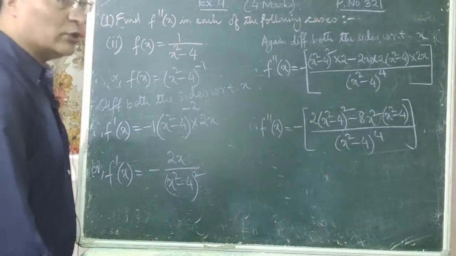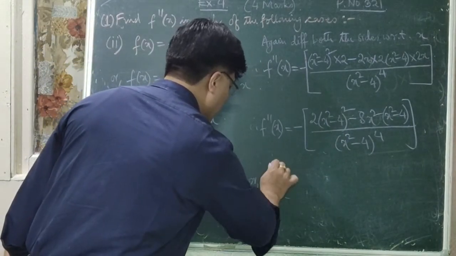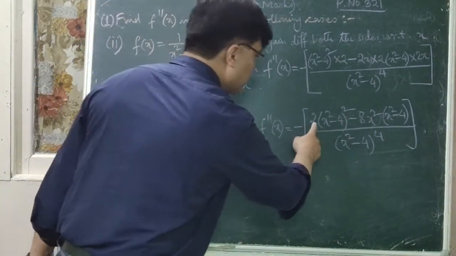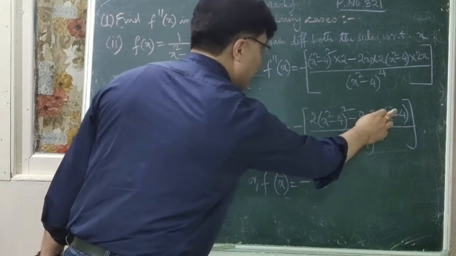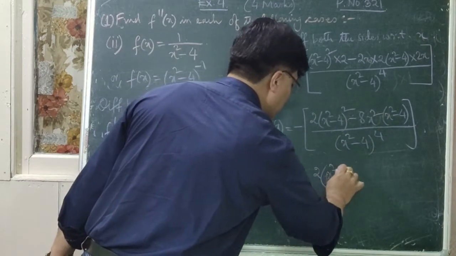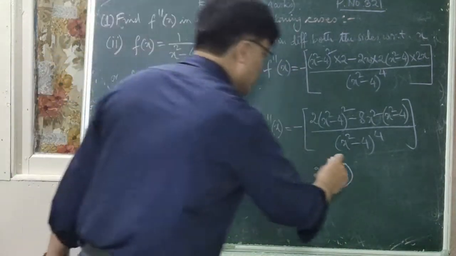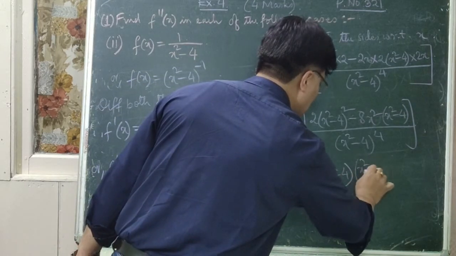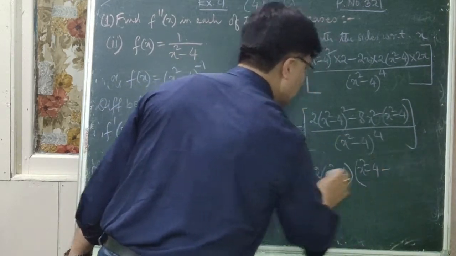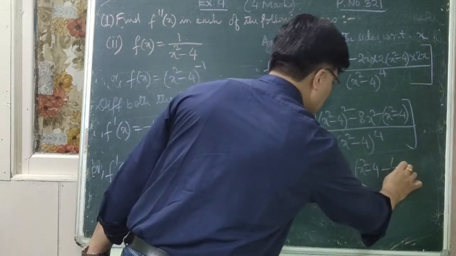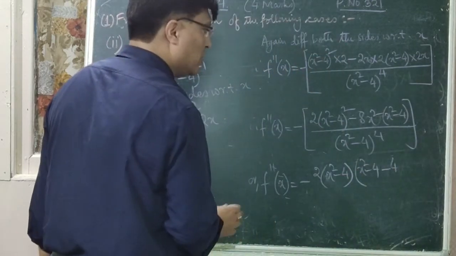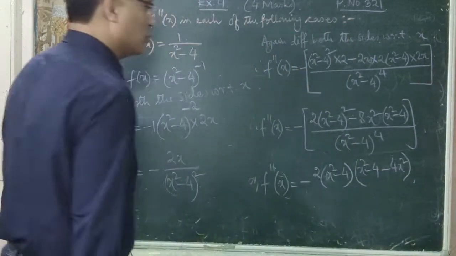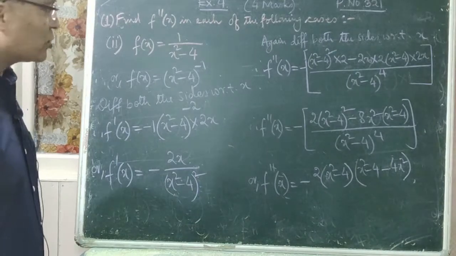Now we can take common in the numerator. What is common? f double dash of x is equal to minus. What is common in the numerator? 2, right, 2 common. x square minus 4 is taken common. So within bracket, what do we write? Remaining terms. Write down the remaining terms. This is your x square minus 4. Then comes minus sign. 2 is taken common here. This is 4, then 4x square. Bracket is closed. So I think you have understood it.